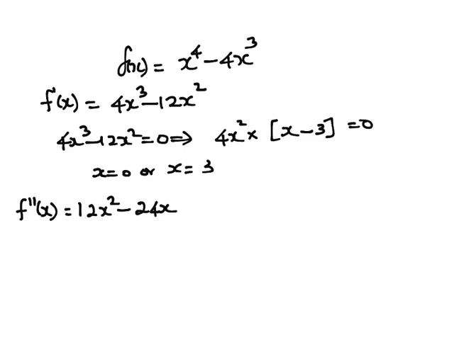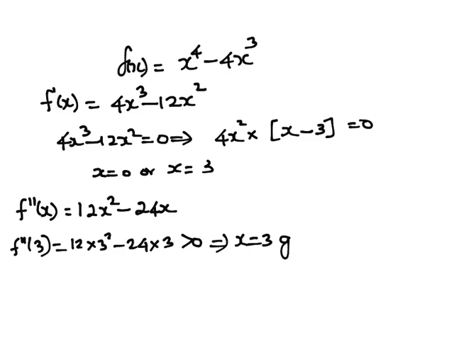Okay, so let me substitute the stationary points. f double dash of 3 is 12 times 3 squared minus 24 times 3, which is positive. So x equal to 3 gives a local minimum. So let me substitute 0 in the second derivative. So we'll get 0 minus 0. So f double dash of 0 is 0. So I don't know, it might be a point of inflection or it might be a point of maximum or minimum. So how do I find out?